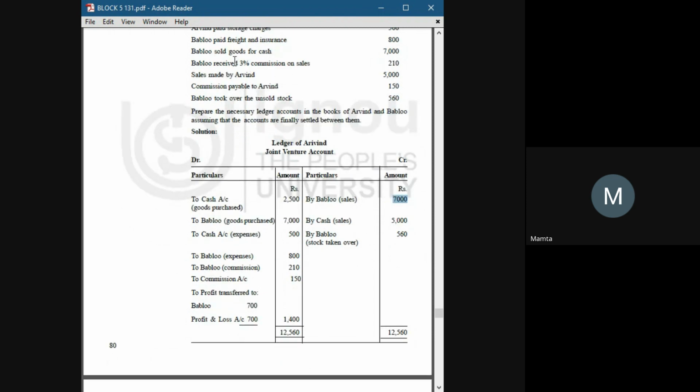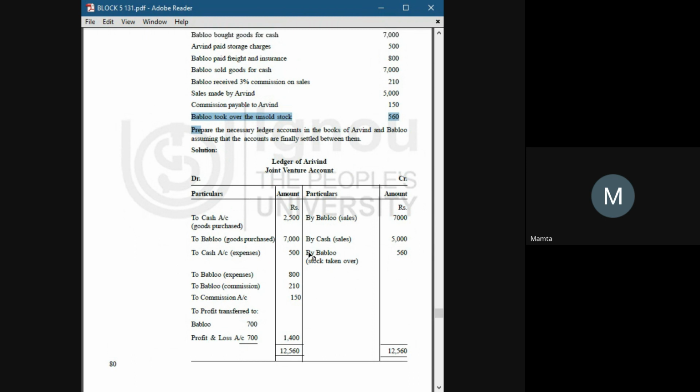Bablu received 3% commission on sales. So joint venture account debit to Bablu, and please put commission in the bracket so we can find out why we are entitling 210 rupees to Bablu. And again, Bablu took over the unsold stock. The entry for the same would be Bablu account debit, because Bablu is taking the unsold stock here. Bablu is doing drawings here. Bablu account debit to joint venture account.